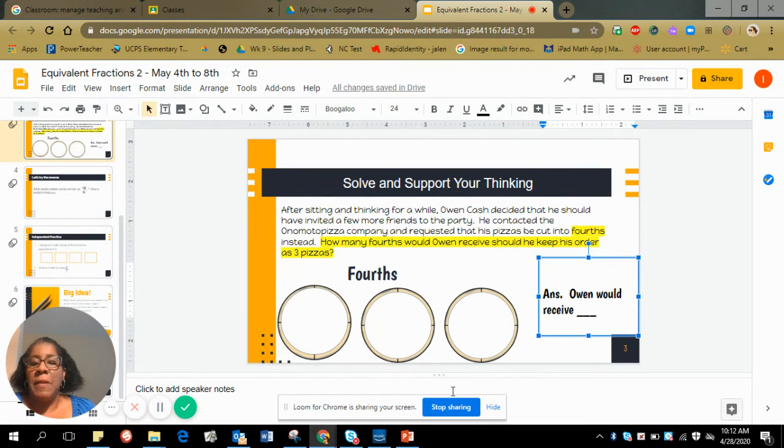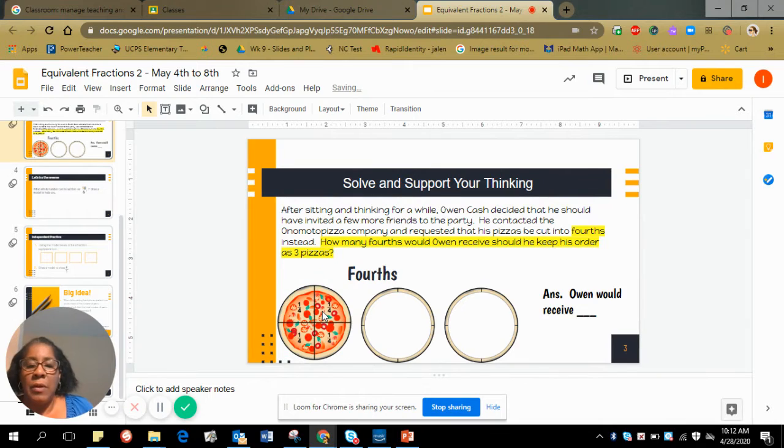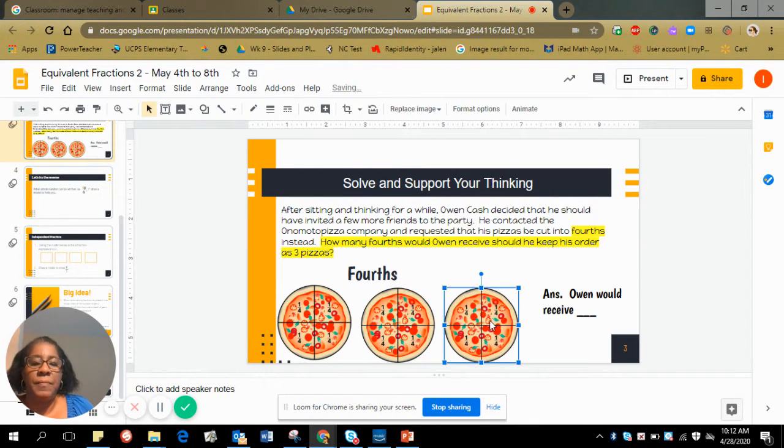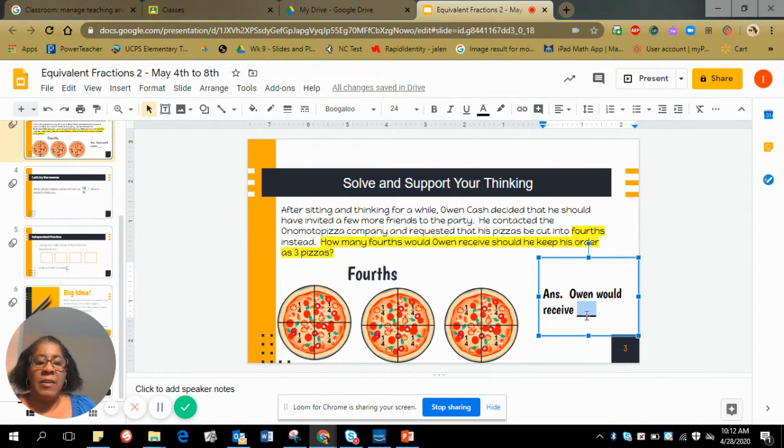Would receive blank. So again, how many pieces did we say each pizza is going to be cut into? It indicates fourths. That's correct, 4 equal parts. So here we go: 1/4, 2/4, 3/4, 4/4, 5/4, 6/4, 7/4, 8/4, 9/4, 10/4, 11/4, 12/4. So in this case, Owen would receive 12/4.